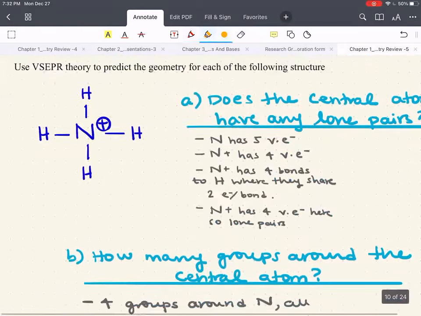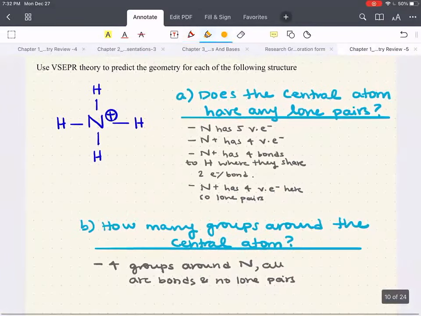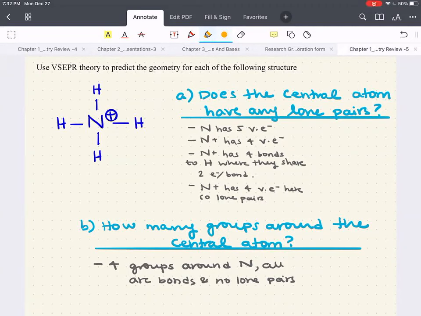Fantastic. Now, let's do a couple of VSEPR theory problems. Using VSEPR theory, predict the geometry for the following structure. All right, we have ammonium, NH4, and I've gone ahead and drawn the Lewis structure for you for this molecule. Now, the first question that you want to ask is, well, you can ask either one of these questions in any order. I actually like to ask this question first.